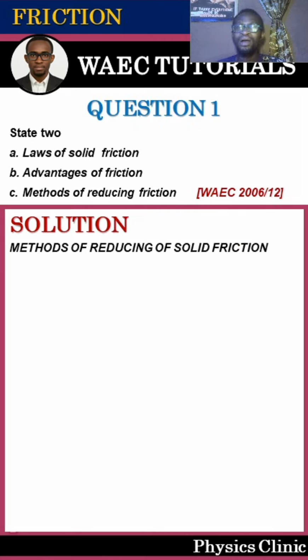So how can we reduce solid friction? The first method is by lubrication. Lubrication means applying lubricants like engine oil, grease, or air. Those will help us to reduce friction. Number 2 is by streamlining, meaning shaping the body to a streamlined shape.